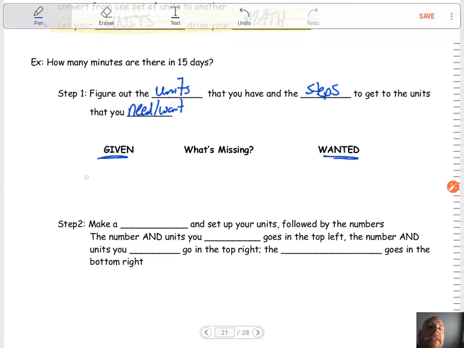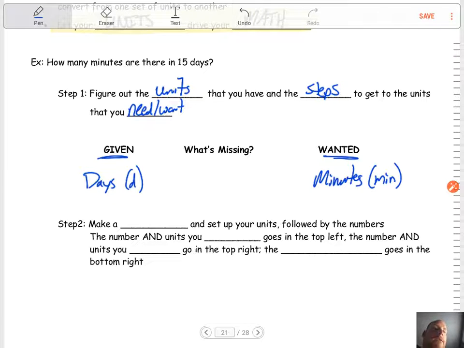So looking at my units, this is where units are going to drive our math. Before we do any number crunching, we're going to get our units set up. That's what I mean by letting your units drive your math. Days are what we have first. I'm just going to abbreviate it as a lowercase d. And then we want to get to minutes.